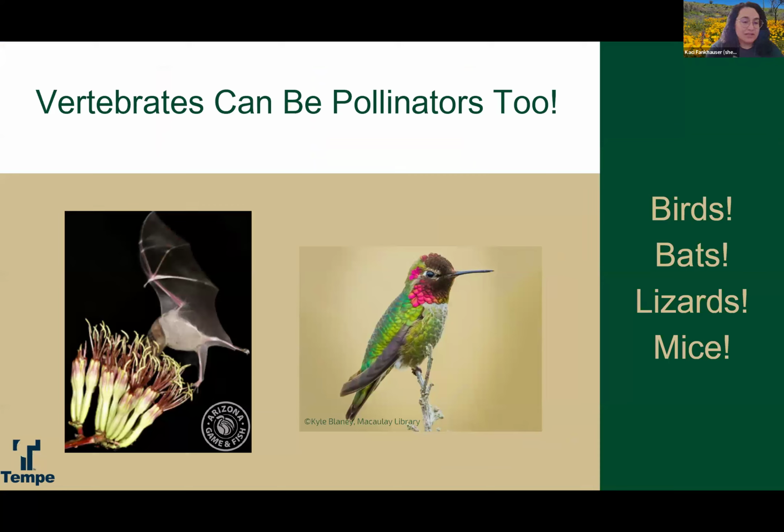And vertebrates can be pollinators too. So birds, bats, lizards, mice, all of these things, if they can carry pollen from one plant to another, or especially if they are eating parts of the flower, if they're eating the nectar, they can be pollinators. So lots of pollinators to think about when we're building our garden.